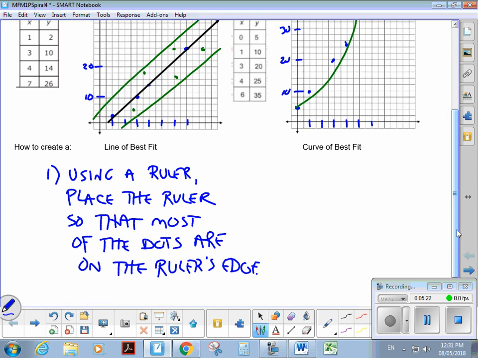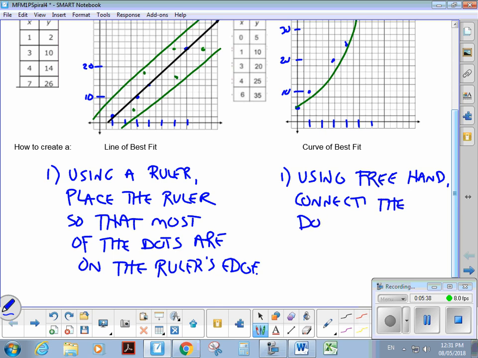All right, so in this case, using freehand, so no ruler, connect the dots with a smooth curve. So you just draw the smooth curve as best possible.